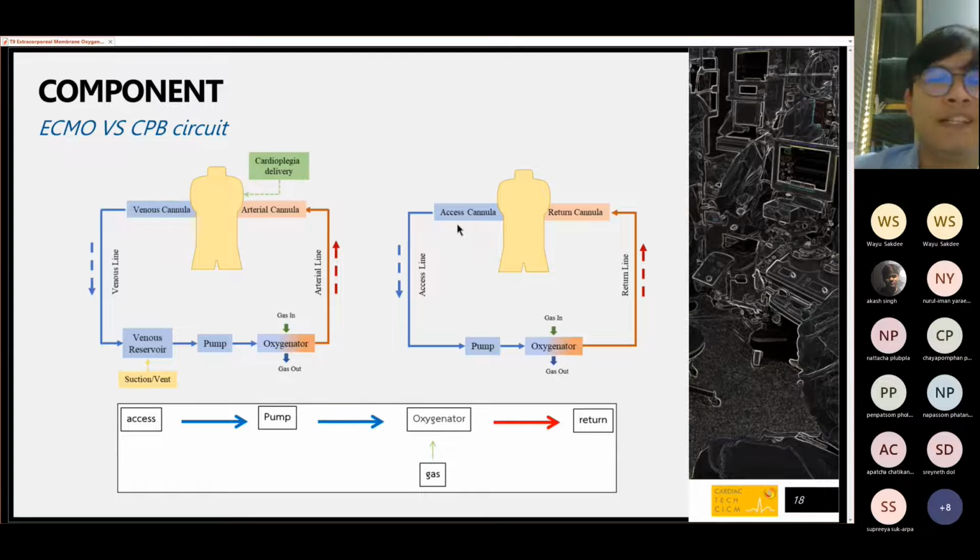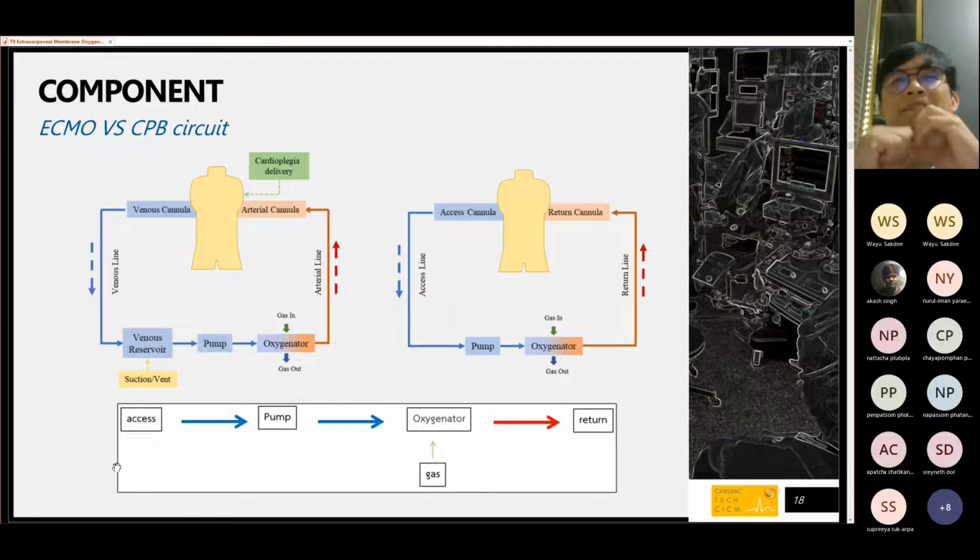The access cannula can only be a venous cannula, but the return cannula can be either venous or arterial, because we have VV and VA ECMO. So here is the much more simplified circuit, and it seems easy, right?